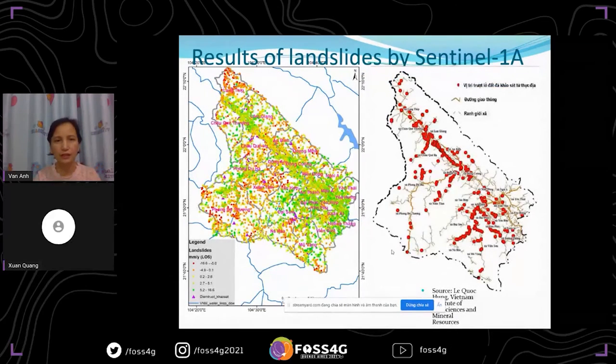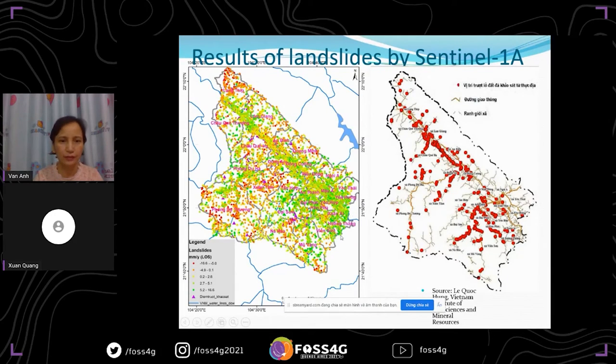So this is the landslide result after processing 28 images. You can see here the landslide happened in some areas, with dots like this one. The average is about minus 16 millimeters per year in these areas and in these areas.